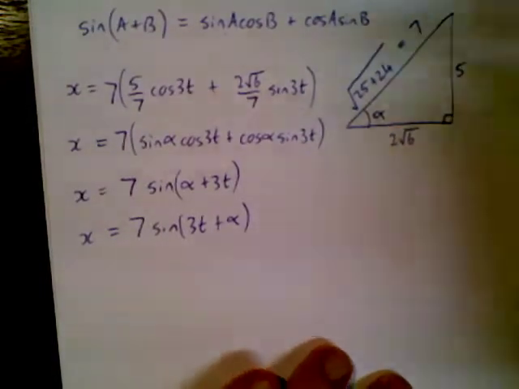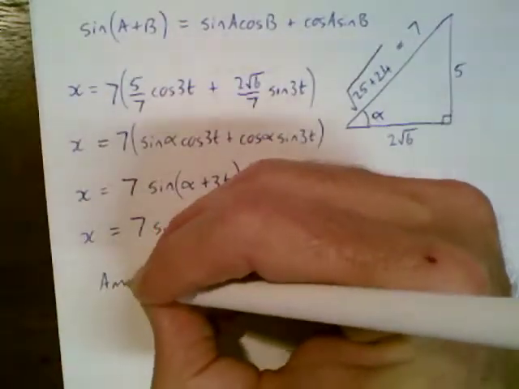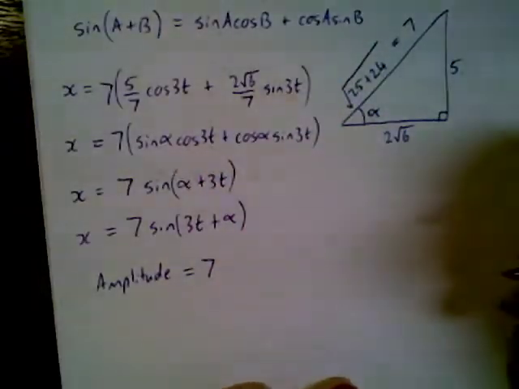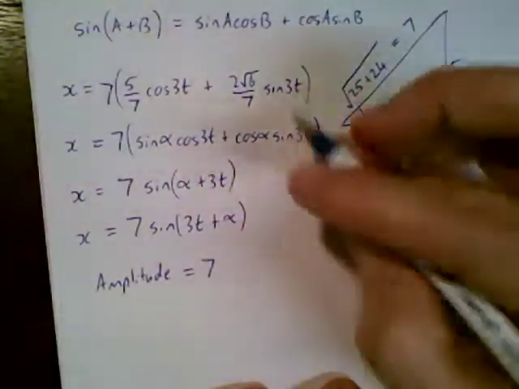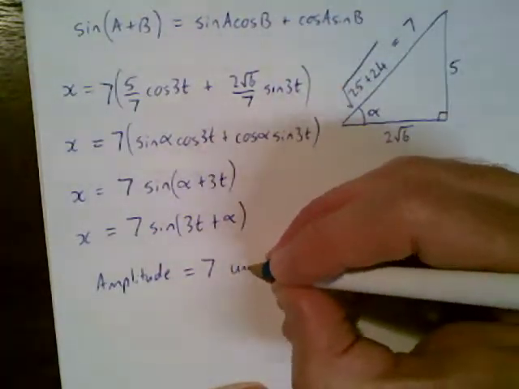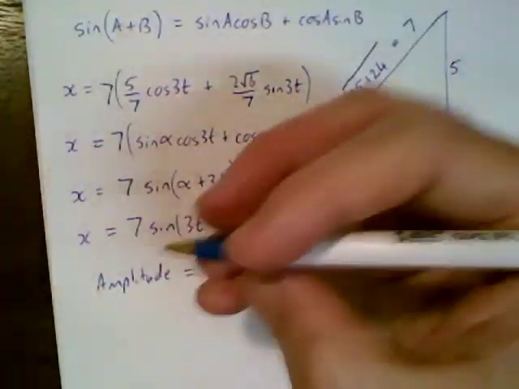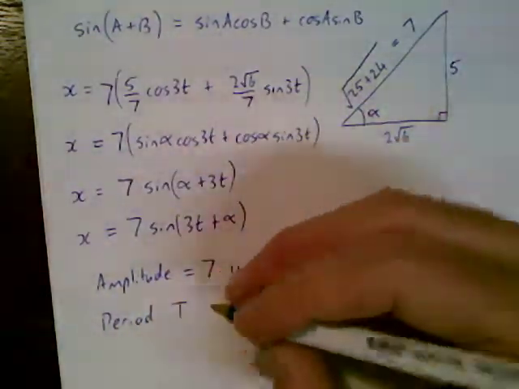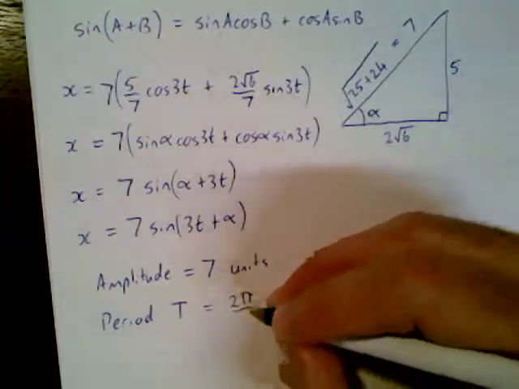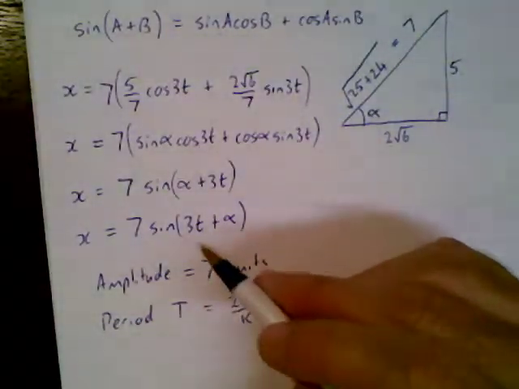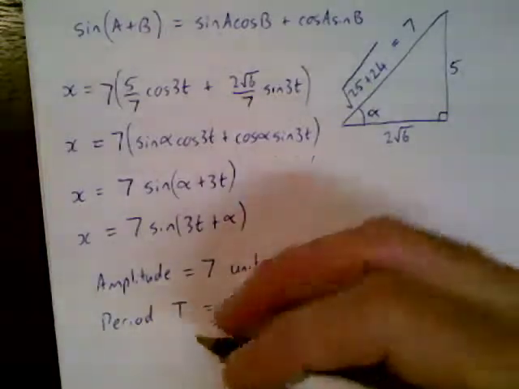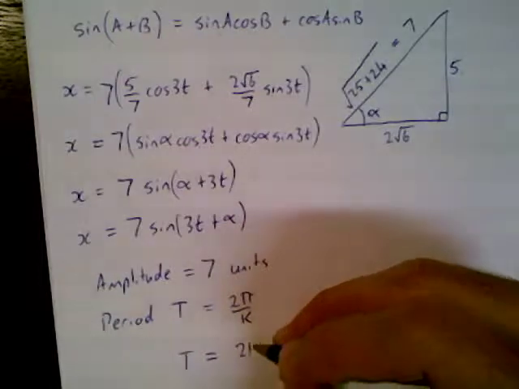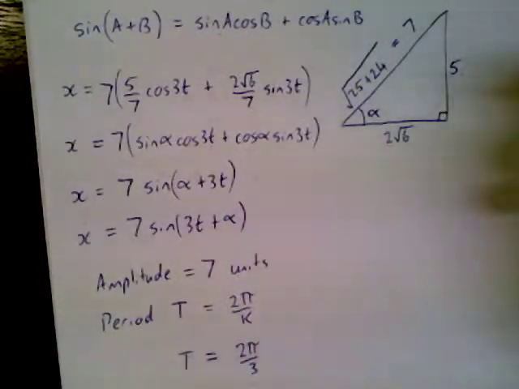Okay, and from there we can identify our amplitude. So amplitude of motion will be equal to 7, or 7 units. There's no units in this particular question given, so we'll just say 7 units. And our period, sometimes we use capital T for period, is equal to 2 pi over k, where our k value in this case is 3. So we have T is equal to 2 pi on 3.